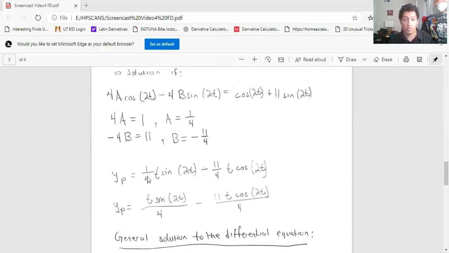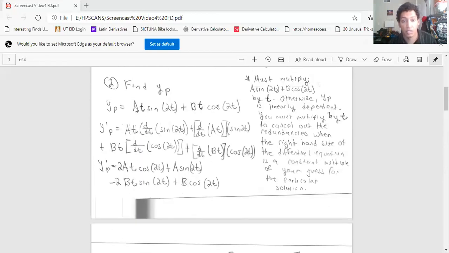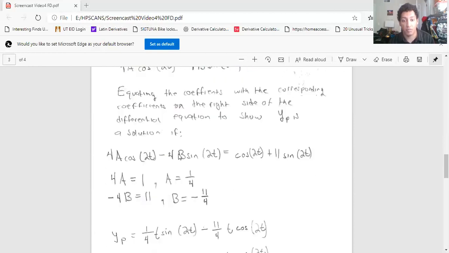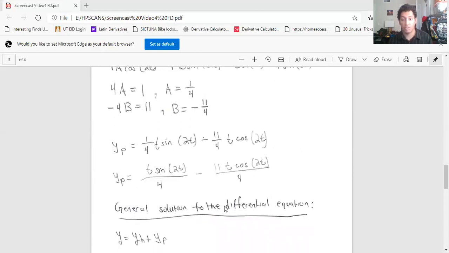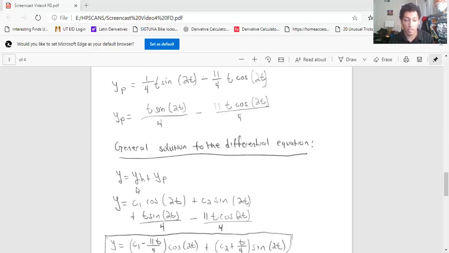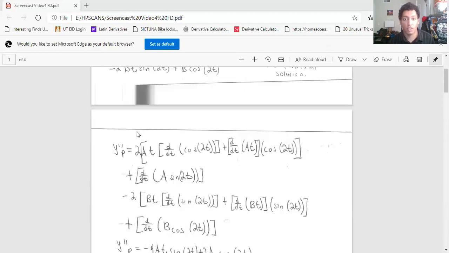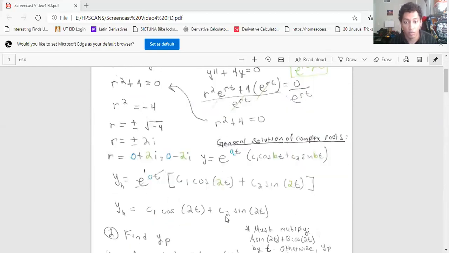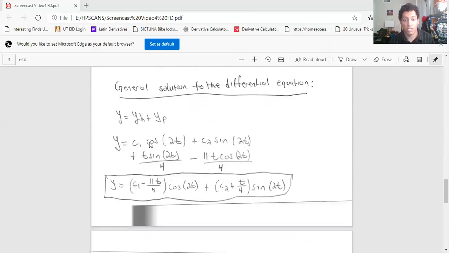Then you substitute these values back into the equation over here. When you substitute a and b in there, you get this form, and then you simplify: t sine 2t over 4 minus 11t cosine 2t over 4. For the general solution, you add the homogeneous solution plus the particular solution. You get the homogeneous from above, this form over here, and the particular solution over here, and you just add them together.